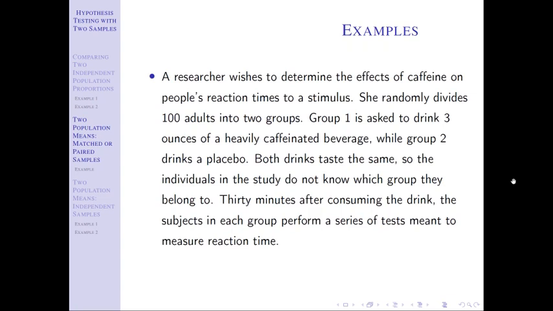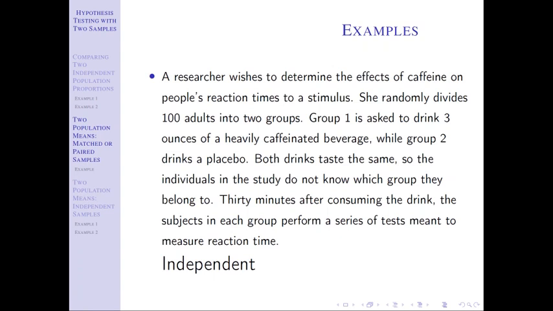In the last example, a researcher wishes to determine the effects of caffeine. She randomly divides 100 adults into two groups. Group 1 drinks some caffeine, Group 2 drinks a placebo. They taste the same, so they don't know what group they're in. 30 minutes after, we do a series of tests meant to measure reaction time. And this would be independent because there's no way to pair those adults off into groups.